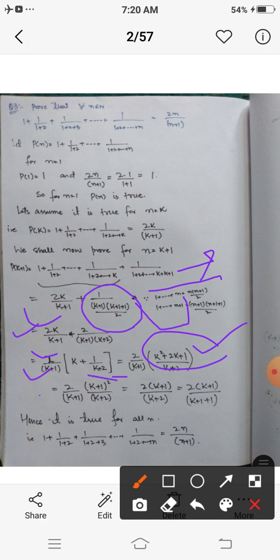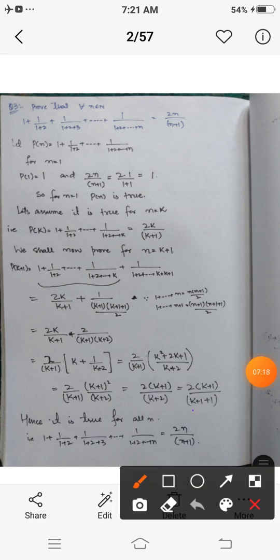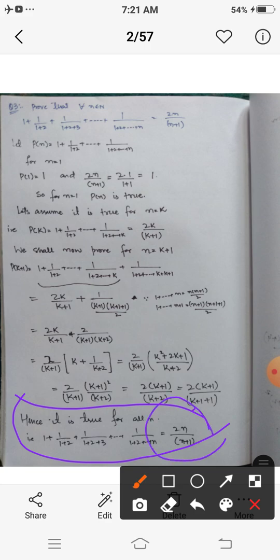Now this square and this term will cancel, so we get 2 into k plus 1 upon k plus 2, which can be written as 2 into k plus 1 upon k plus 1 plus 1. Now this is of the form 2n upon n plus 1, because here n is k plus 1. So this means that hence for all n the above statement is true, or we can simply say that 1 plus 1 upon 1 plus 2 up to 1 upon 1 plus 2 plus up to n is simply 2n upon n plus 1.